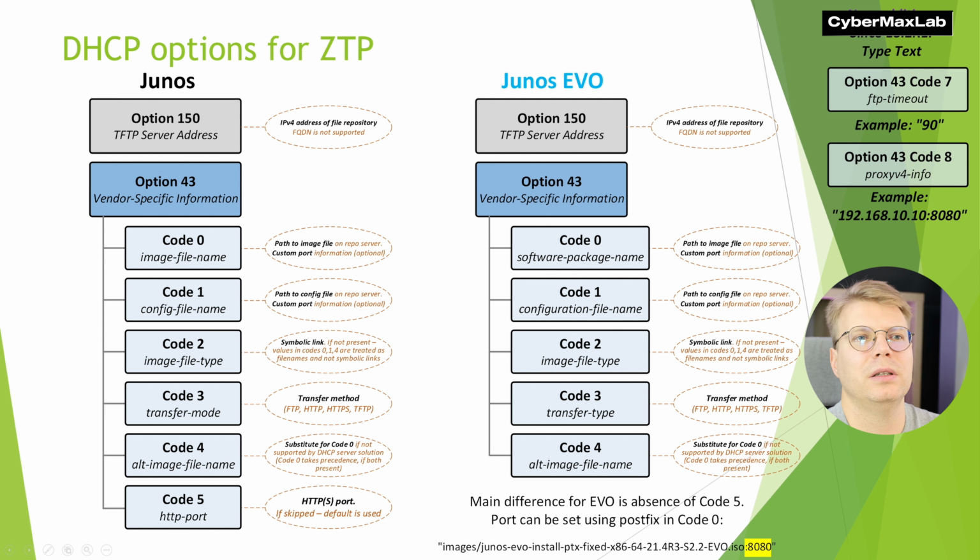Later, in 18.2 R1, two more codes were added. Code 7, which is FTP timeout, type string, optional. You can add the timeout in seconds. Code 8, proxy information. It is a string, also optional, and you can just provide the IP address, colon, port of the HTTP or HTTPS proxy server.